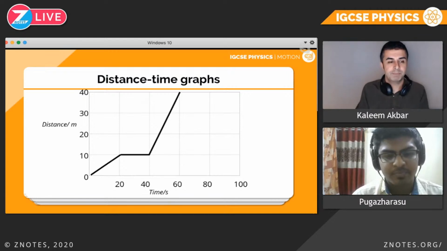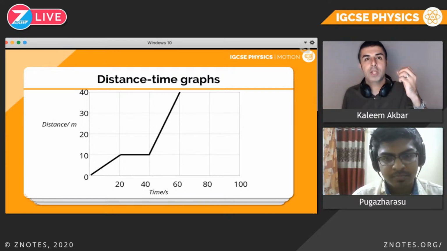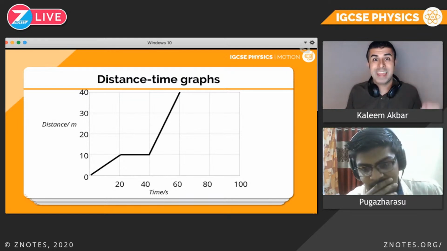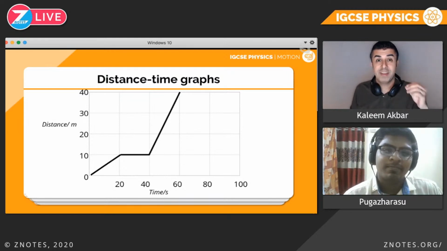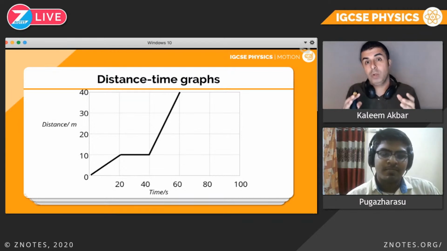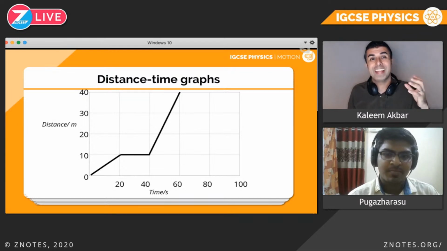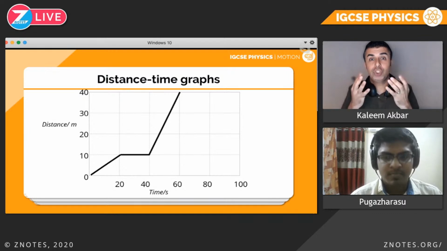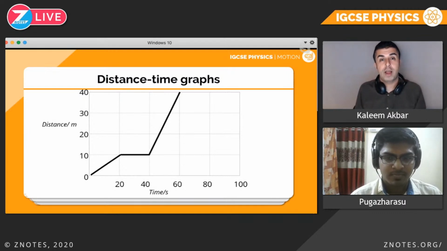So guys, major takeaway: the gradient of a speed time graph gives us acceleration. The area under a speed time graph gives us distance. We're now looking at a distance time graph. The gradient of the distance time graph gives us speed. And if you want to find distance, you simply look at the y-axis.